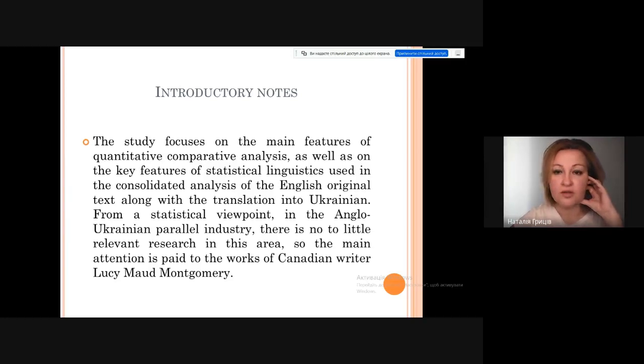To mention a couple of introductory notes, the study focuses on the main features of quantitative comparative analysis, as well as on the key features of statistical linguistics used in the consolidated analysis of the English original text along with the translation into Ukrainian. From a statistical viewpoint, in the Anglo-Ukrainian parallel field, there is too little relevant research in this area, so the main attention is paid to the works of Canadian writer Lucy Maud Montgomery.